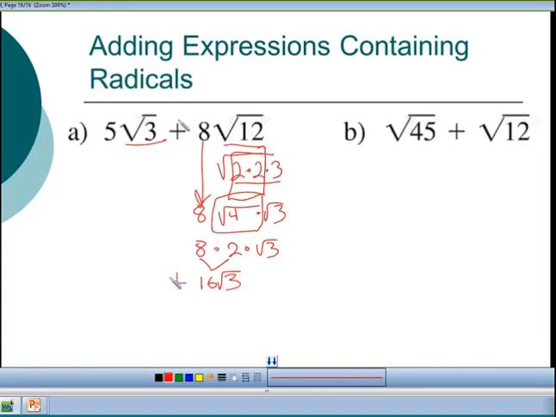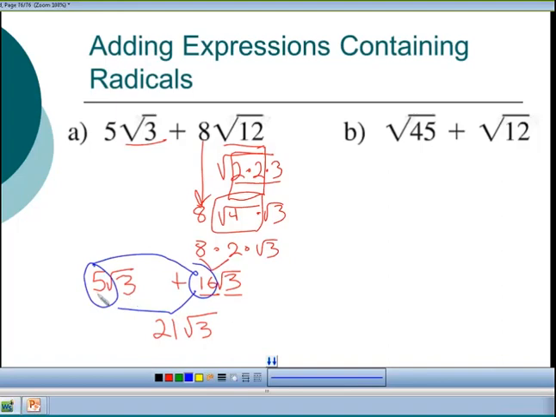So what I'm actually adding here is not 5 square root of 3 plus 8 square root of 12. It's really 5 square root of 3 plus 16 more square roots of 3. So in all, I have 21 square roots of 3. I hope you're hearing how I'm saying that: the 5 and the 16 add together to make my 21, because this is 5 square roots of 3 and another 16 square roots of 3 to make a total of 21 square roots of 3. Yep, 21 of them in total.